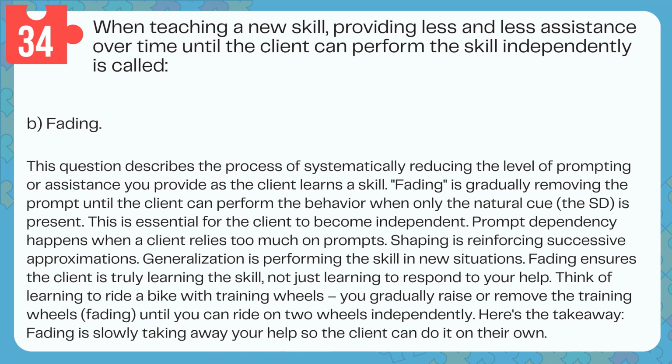Prompt dependency happens when a client relies too much on prompts. Shaping is reinforcing successive approximations. Generalization is performing the skill in new situations. Fading ensures the client is truly learning the skill, not just learning to respond to your help. Think of learning to ride a bike with training wheels. You gradually raise or remove the training wheels, fading, until you can ride on two wheels independently. Here's the takeaway. Fading is slowly taking away your help so the client can do it on their own.